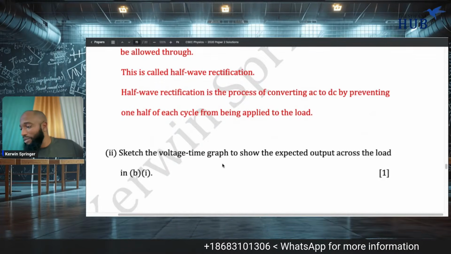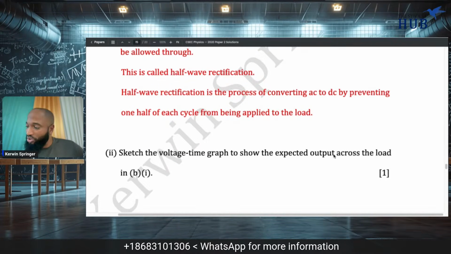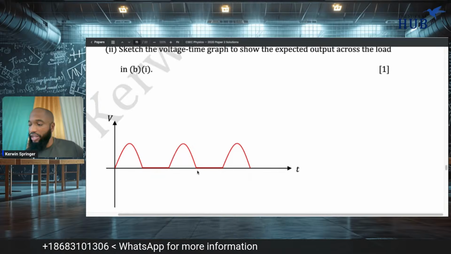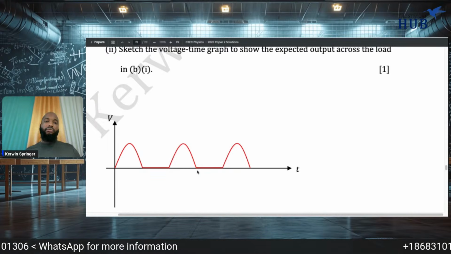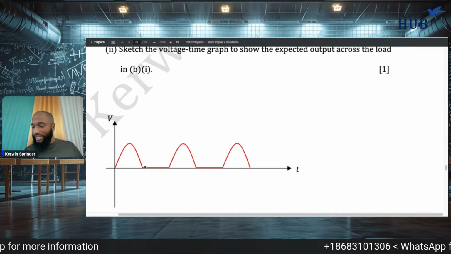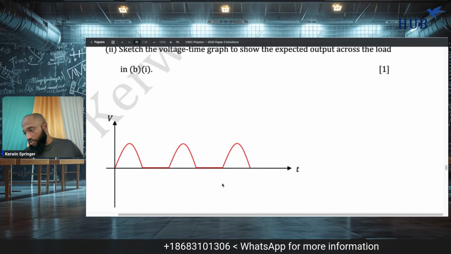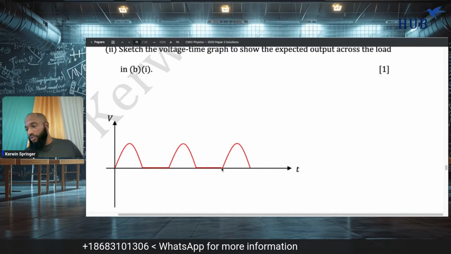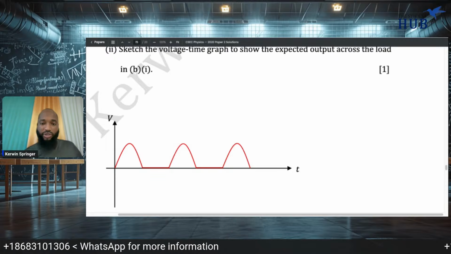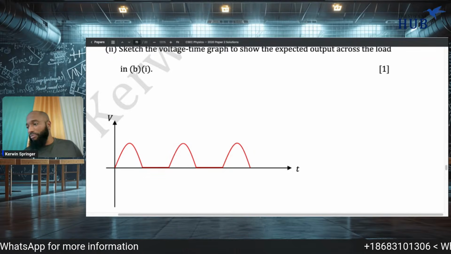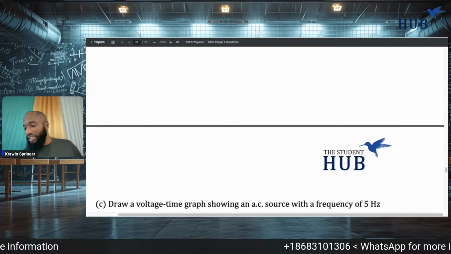Sketch the voltage-time graph, or they ask you to sketch it after, to show the expected output across the load. Here you go. So it's flatlining on the zeros where it should have gone below. It's like you take the AC current and you completely cut it off. Voltage time. Simple. 3 marks, ladies and gents.